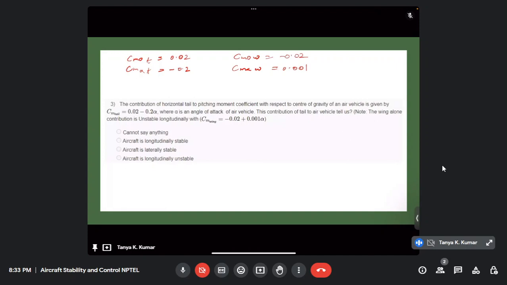Now look at these quantities and tell me what contribution the tail has towards stability. Of these four quantities, which terms will contribute towards stability? Only the Cm alphas, right? So just look at the Cm alphas and tell me, or find out the total Cm of the aircraft. They've given you the contribution of the tail and the wing separately. What is the total contribution? What is the total variation? What is the total equation?